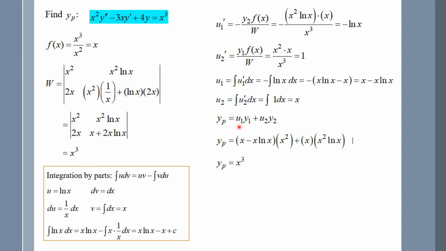The last step is to form the yp, which is u1 y1 plus u2 y2. And therefore u1 is x minus x ln x multiplied by y1, which is x squared, whereas u2 is x multiplied by y2, which is x squared ln x. Open up the brackets, and at the end we get the answer as just x cubed. So this is the form of the particular solution that we have obtained after using the method of variation of parameters. And now you can form the general solution y equals yc plus yp. yc is c1 x squared plus c2 x squared ln x, whereas yp is x cubed.